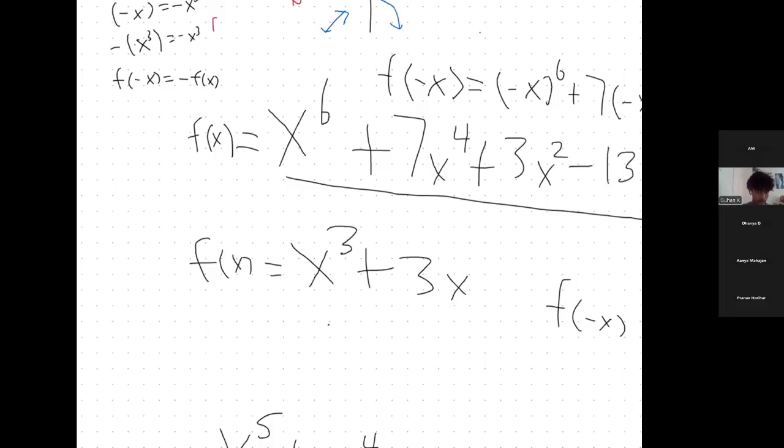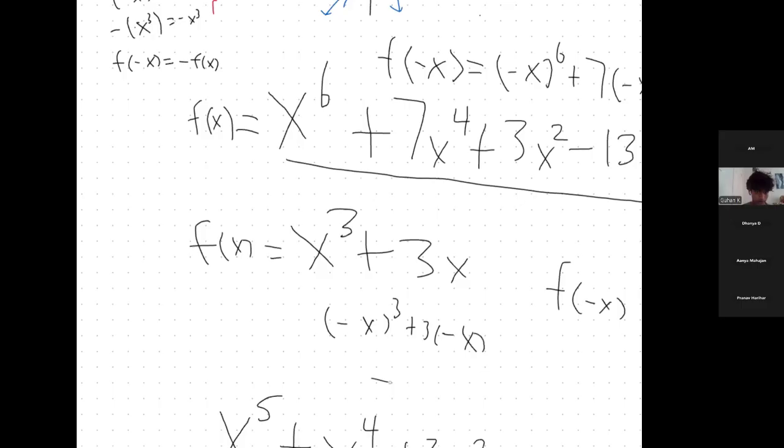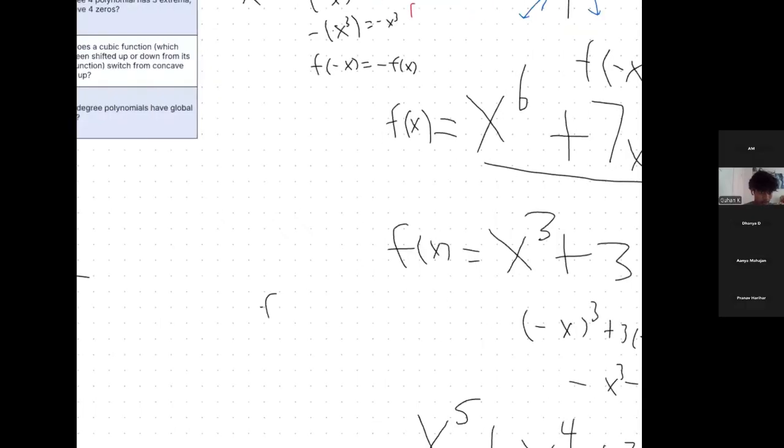So negative x cubed plus 3 times negative x. If we multiply this out, this is just going to be negative x cubed minus 3x. That is clearly not equal to f of x, so we know this is not an even function. Let's write this down: f of negative x equals negative x cubed minus 3x.